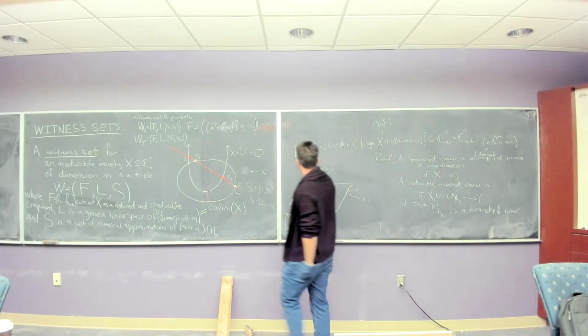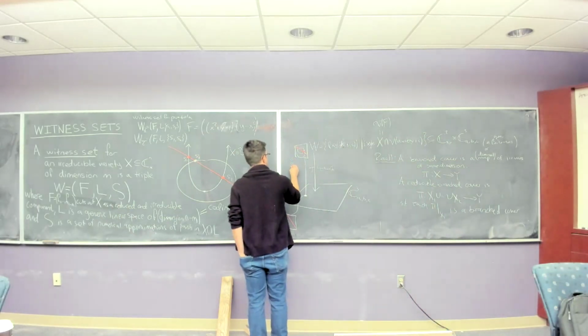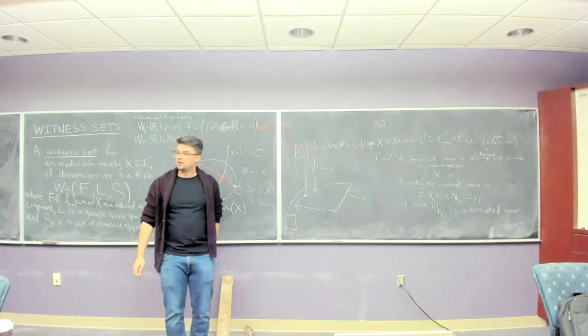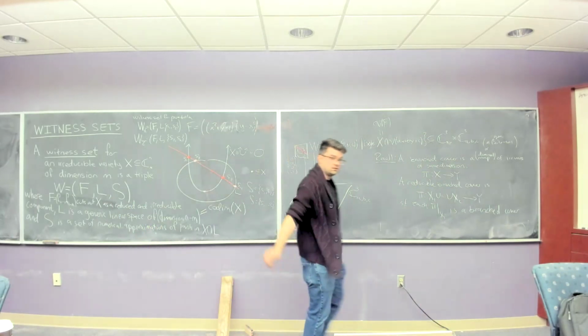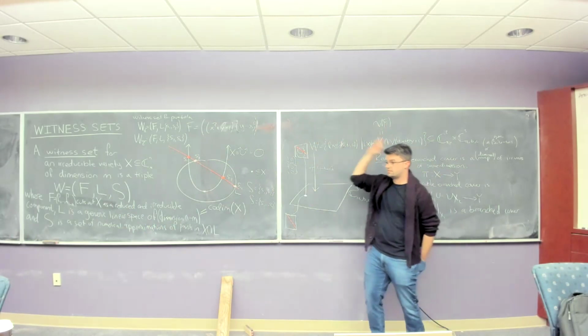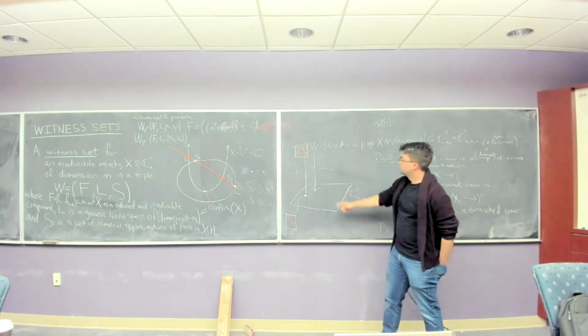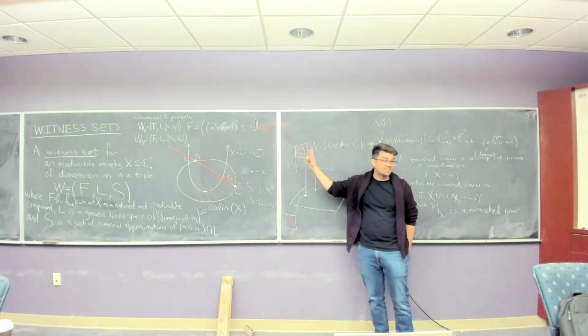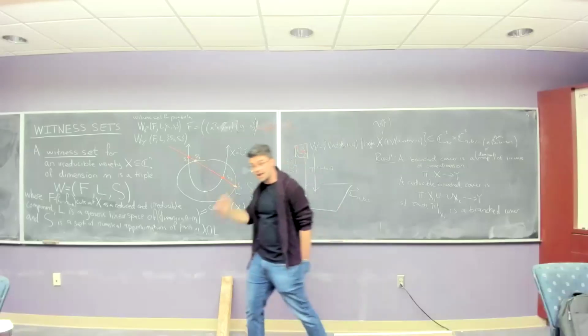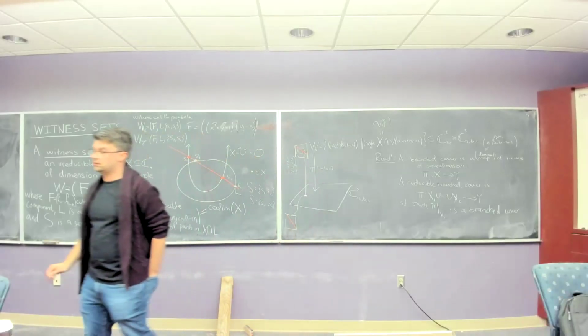So upstairs, we have 1, 2, 3, 4. And these two are on the parabola, and these two are on the circle. Then as we move around by taking this linear space and moving it around the plane, the points that are on the parabola have to stay on the parabola. The points that are on the circle have to stay on the circle.